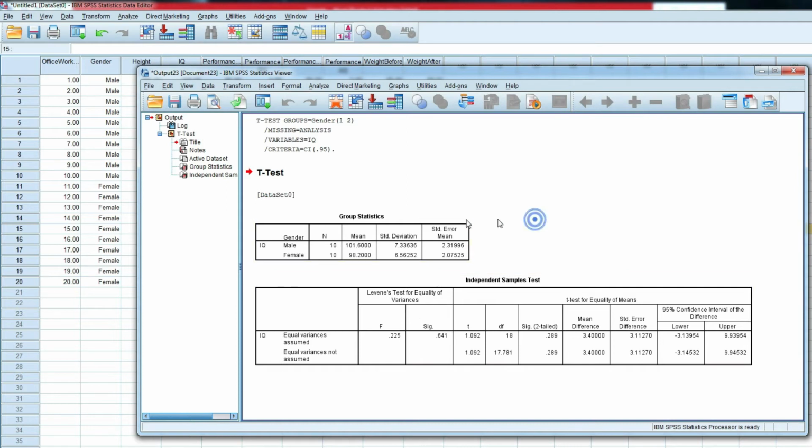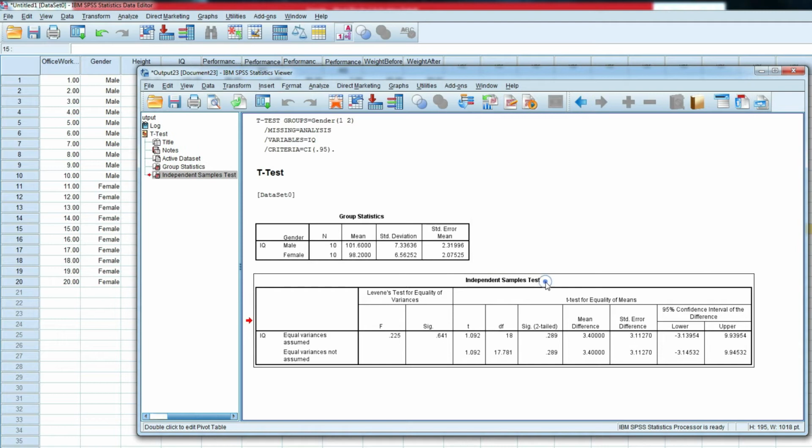Okay, so we have here the group statistics and then the independent samples test. Notice here, we have two answers, 0.289, then 0.289. But we do not know which to get between these two. So in order for us to decide which to get between the two, even if they are the same, we go to the Levene's test.